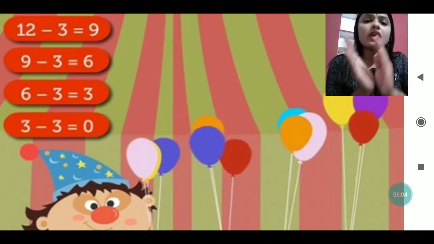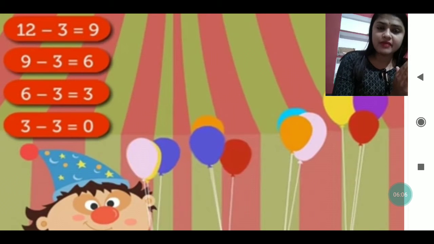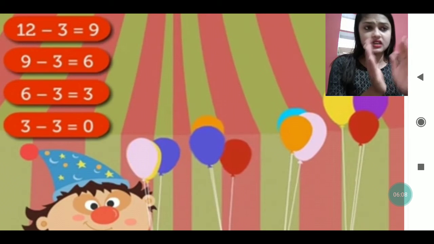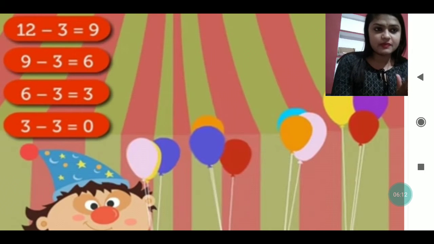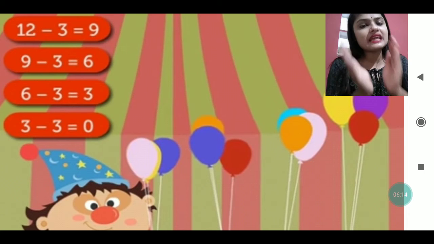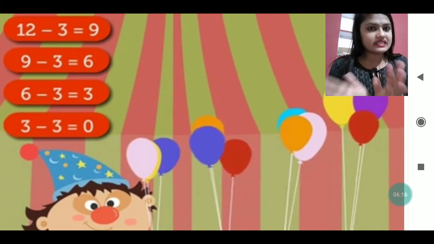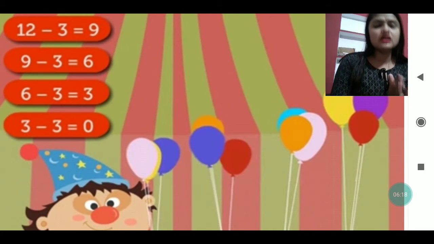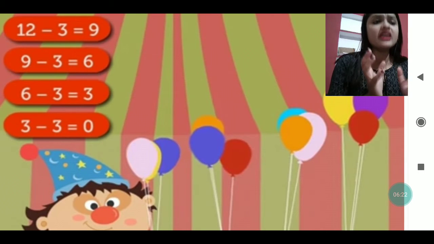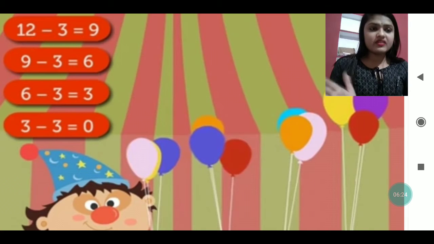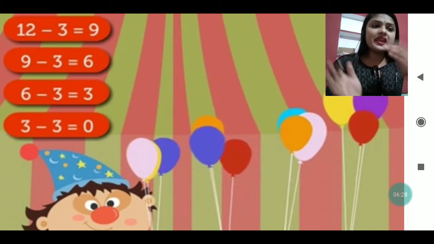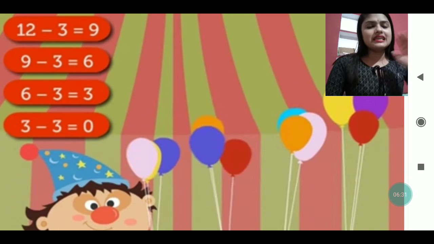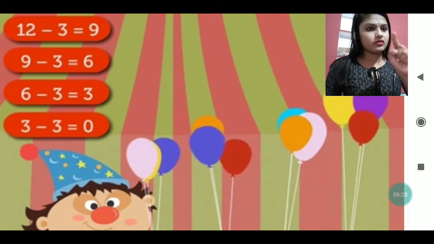So when he does 12 minus 3, he gets 9 balloons. Then again when he separates 3 balloons from that 9, he gets 6 balloons. Then again when he separates 3 balloons from that 6, he gets 3 balloons. Then from that 3, again when he separates 3 balloons, he has 0 balloons. Means previously he was having 12 balloons in his hand, but now when he has distributed the balloons, he is only having 0 balloons.